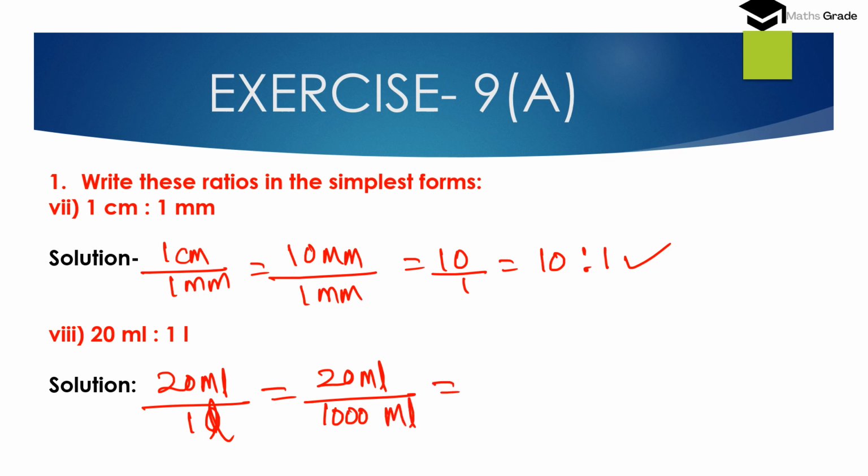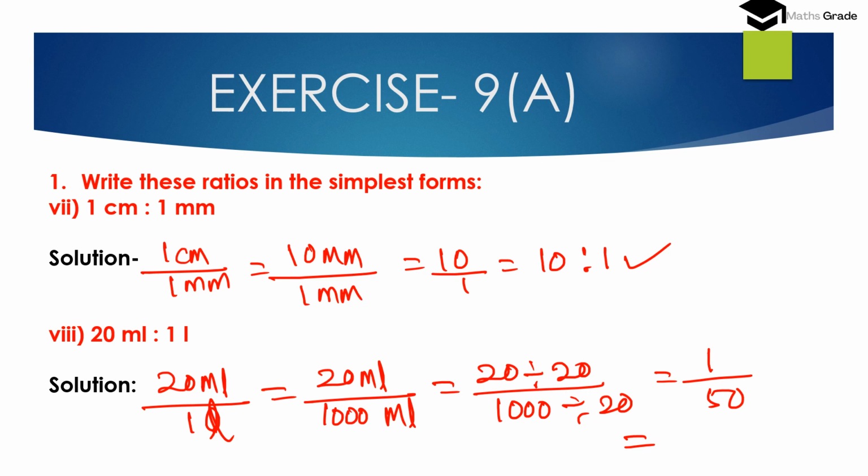Now between 20 and 1000, 20 is the common ratio. So divide the antecedent 20 by 20 and the consequent 1000 by 20. Now 20 divided by 20 is 1 and 1000 divided by 20 is 50. So we get 1 is to 50, and 1 is to 50 is the simplest form of the ratio 20 ml is to 1 liter.